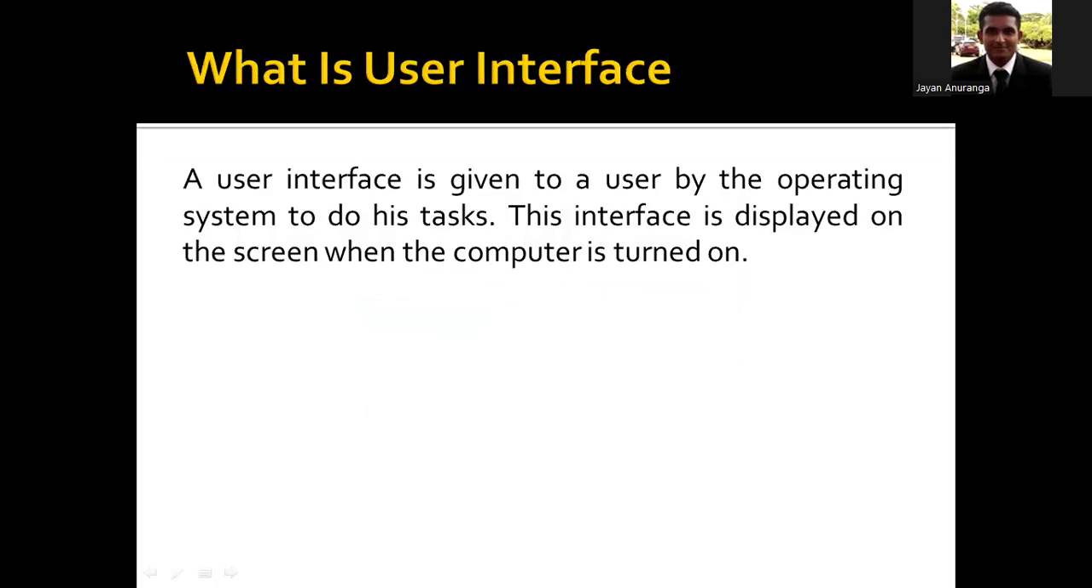Then, what is a user interface? Normally, when we open a computer or smartphone, we can see an interface. The user interface provides some icons. It is very easy to continue our actions when using a computer. We can see icons and give instructions clearly, and we can perform tasks quickly and easily. A user interface is given to the user by the operating system to do his tasks. This interface is displayed on the screen when the computer is turned on.